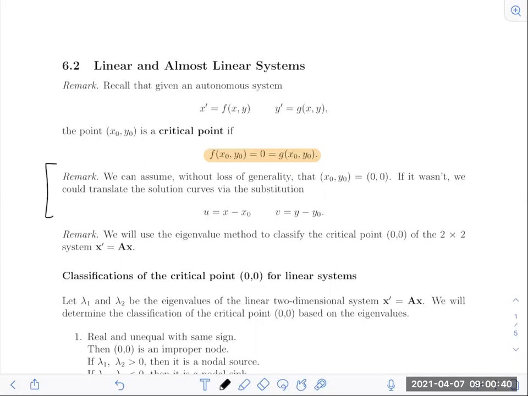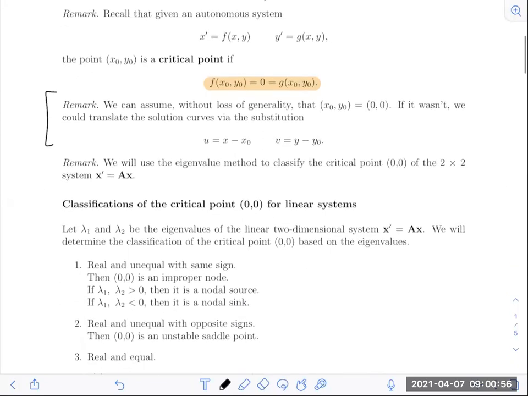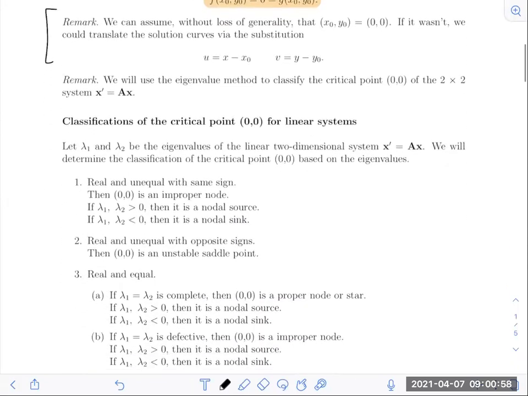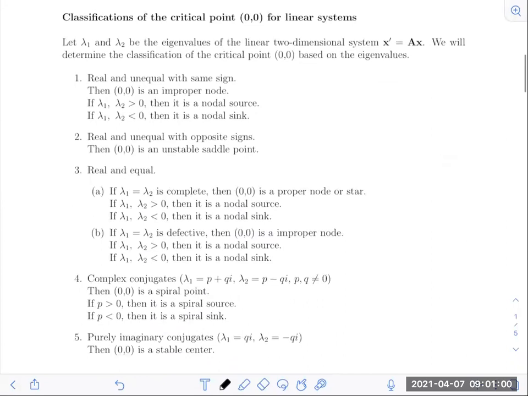One more remark here says that we will use the eigenvalue method to classify the critical point (0, 0) of the 2 by 2 system. So we're going to rely on our knowledge of chapter 5, finding eigenvalues, in order to identify the classification of each critical point. Here at the bottom of page 1, I have just an overview of how we're going to classify these critical points.